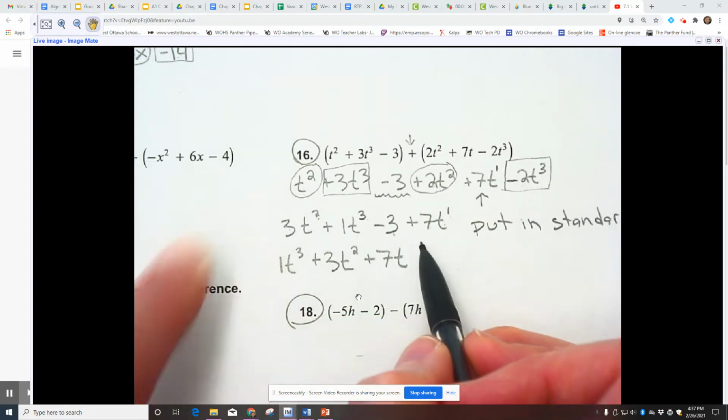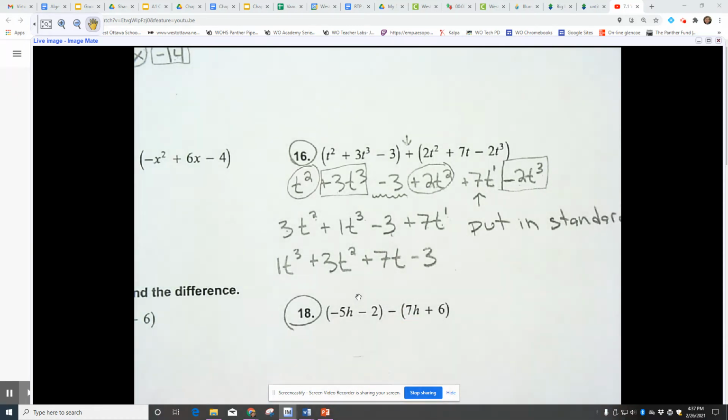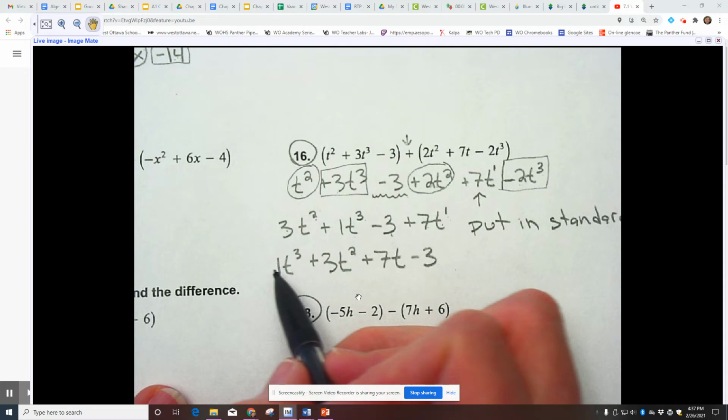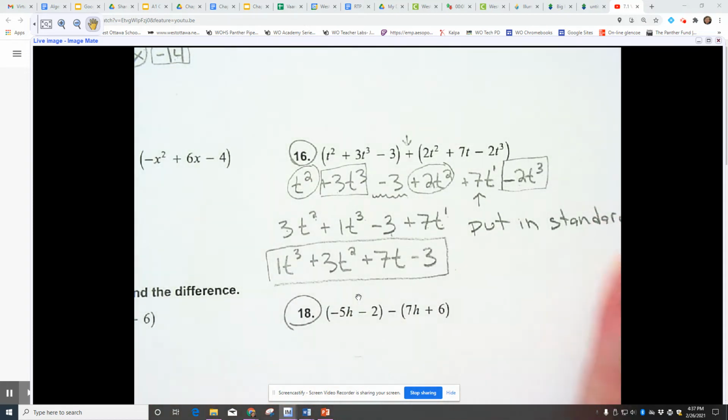Remember, I don't need to write that exponent. And then constant hangs on the end, I always say. So the constant is hanging off the end. Now I've done addition and I've written it in standard form.